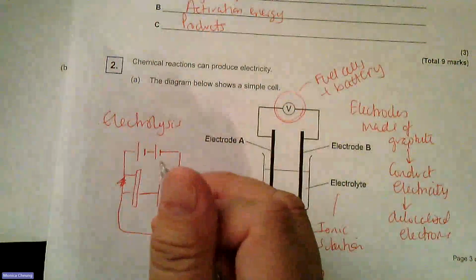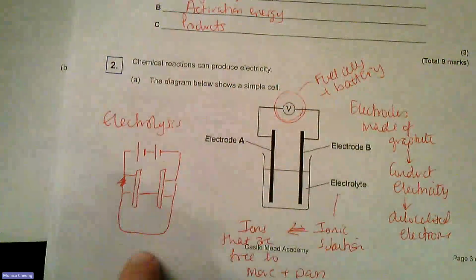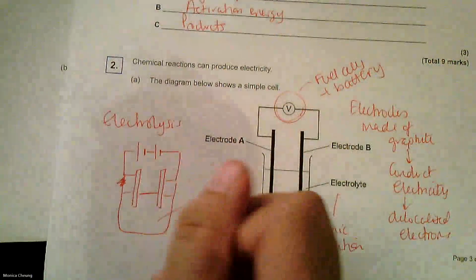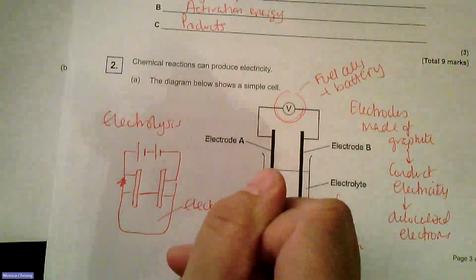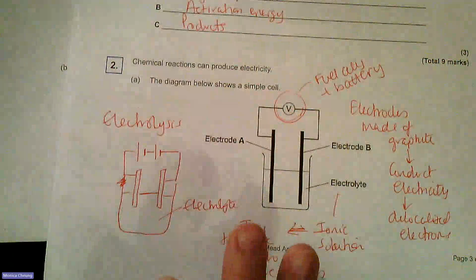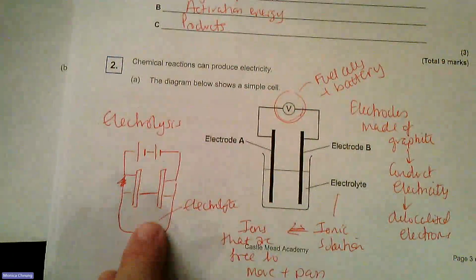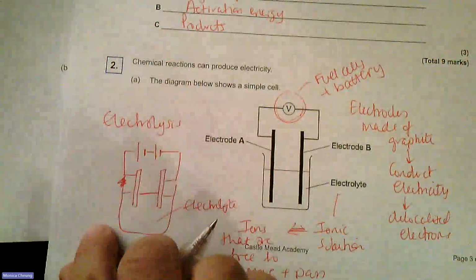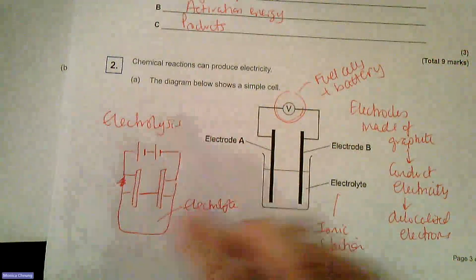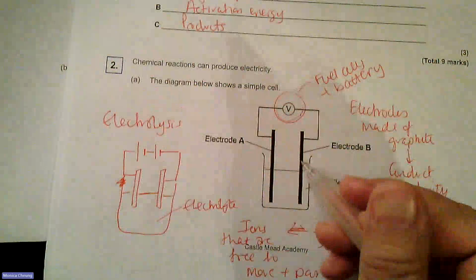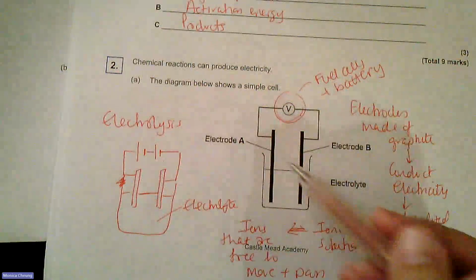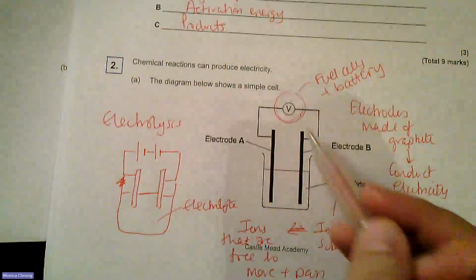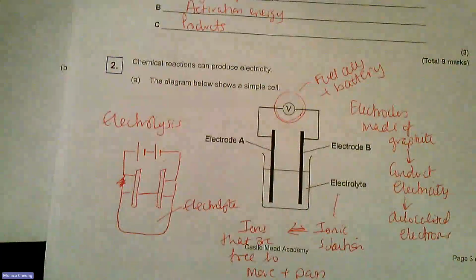So in electrolysis, we will have a battery, and you will have the label electrolyte as well as electrodes, and it'll be the splitting of the electrolyte, because electrolysis is the splitting of the solution. In this case, we've got a voltmeter. We're looking at a battery itself. Right. And then look at the next question. I think we'll find we're being asked about a battery.